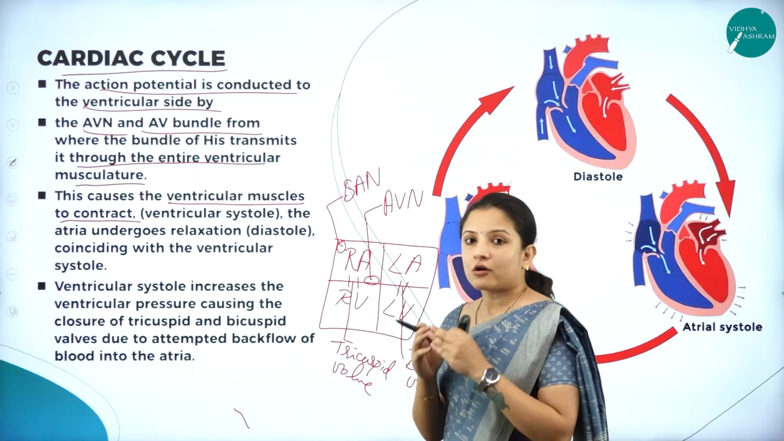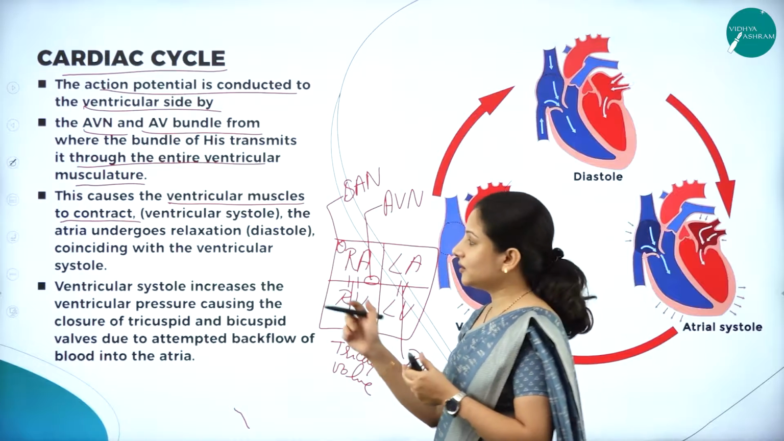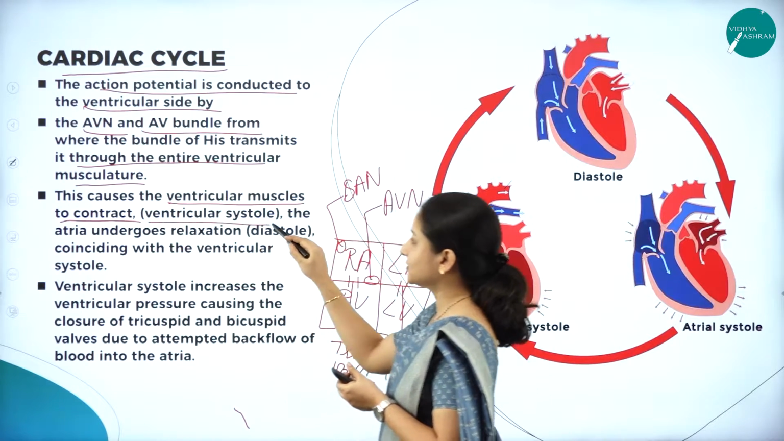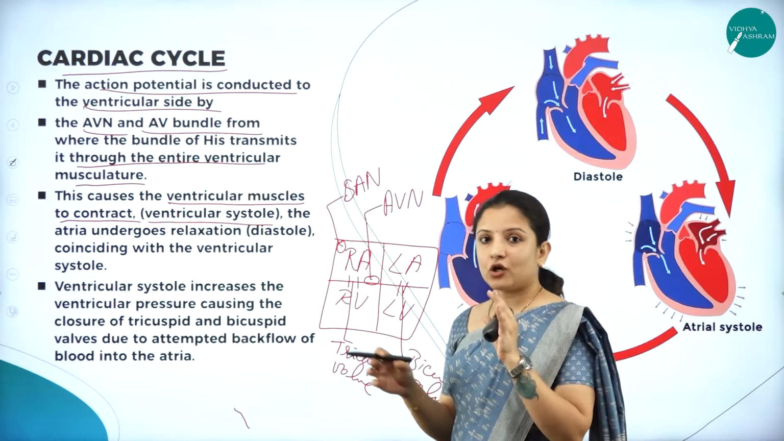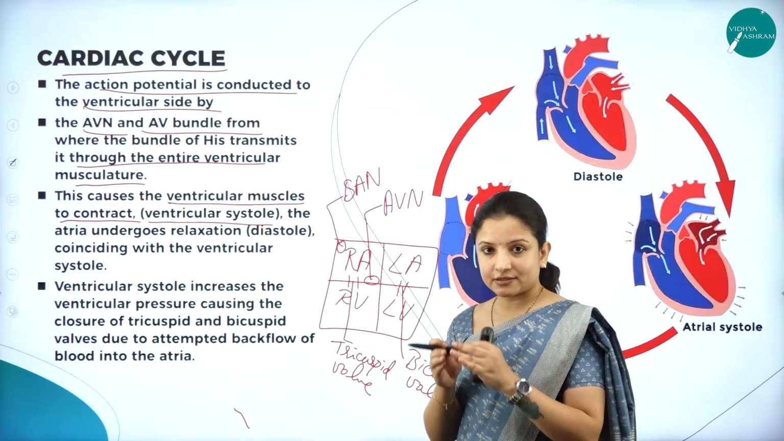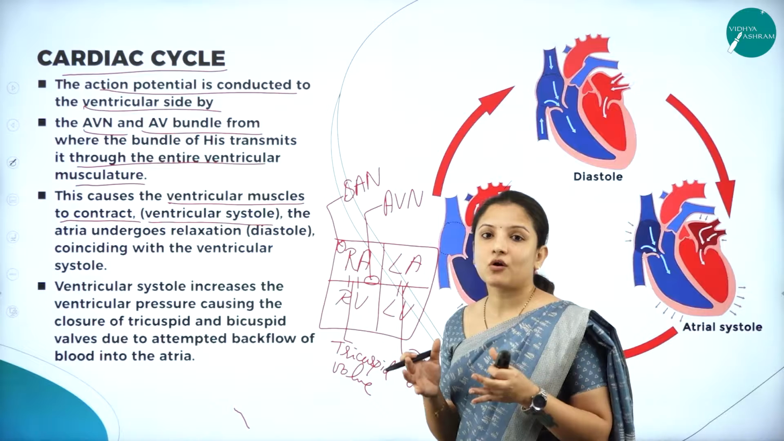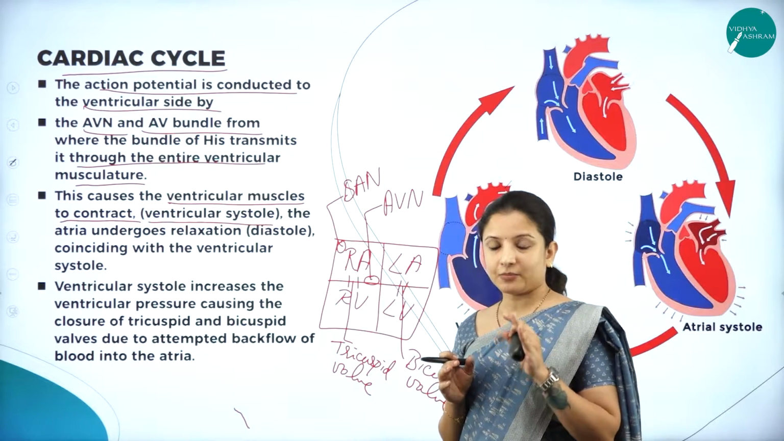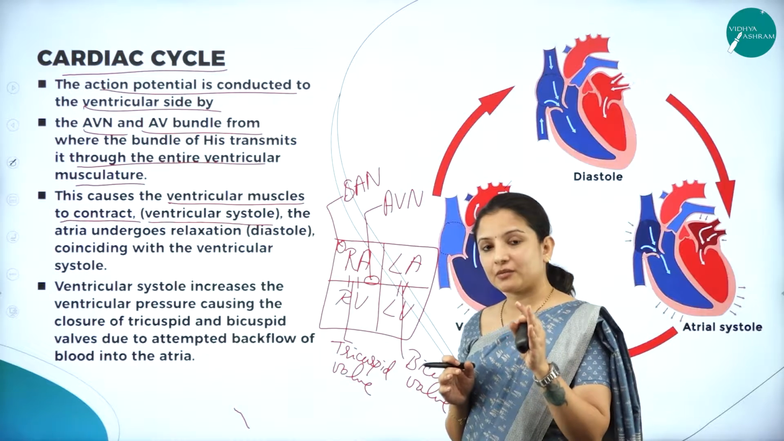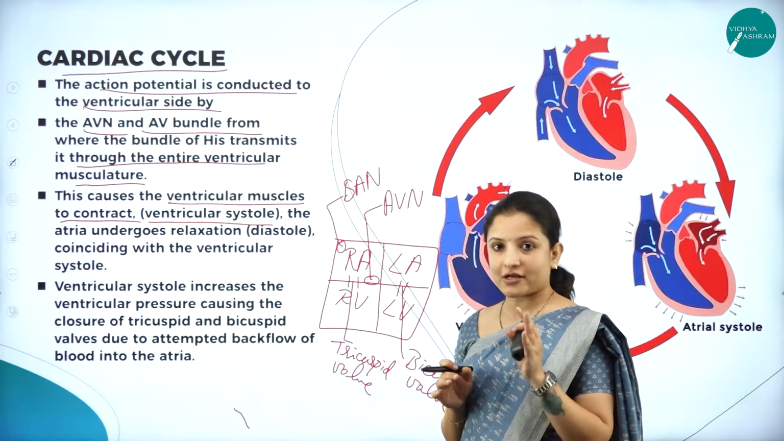That contraction of the ventricular muscle is called the ventricular systole. Always remember, contraction in the case of the heart is called systole, and relaxation is called diastole. So here ventricular systole is taking place. Ventricular systole taking place means ventricular contraction occurs.